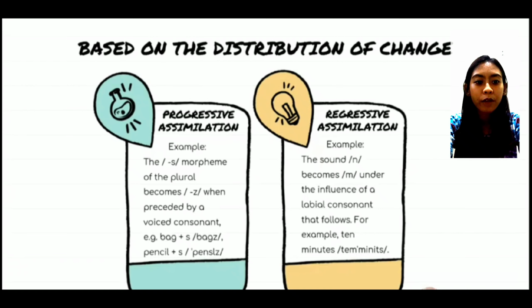Based on the distribution of change, the first is progressive assimilation. For example, the s morpheme of the plural becomes z when preceded by a voiced consonant. For example, bag plus s is bags. Pencil plus s is pencils. The second one is regressive assimilation. For example, the sound n became m under the influence of a labial consonant that follows. For example, ten minutes becomes ten minutes.